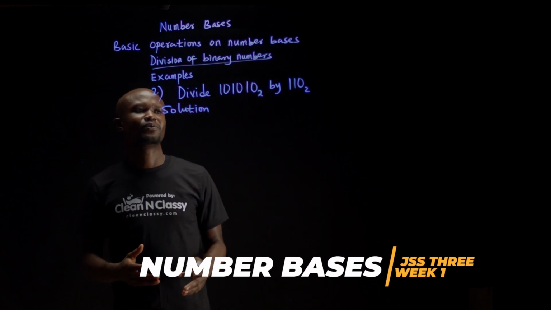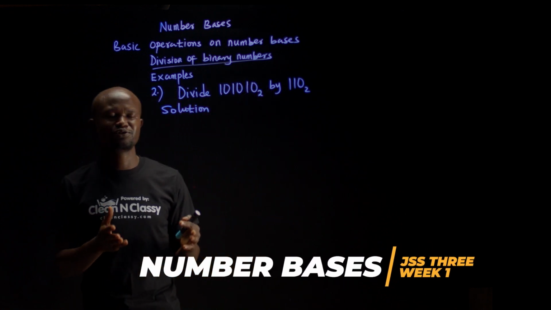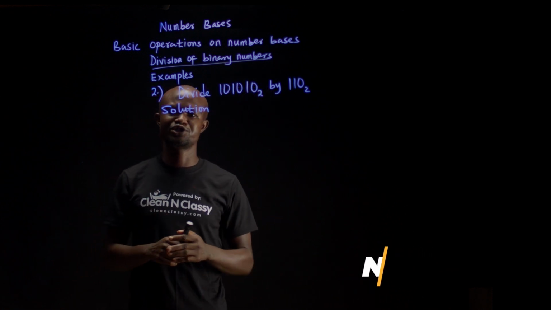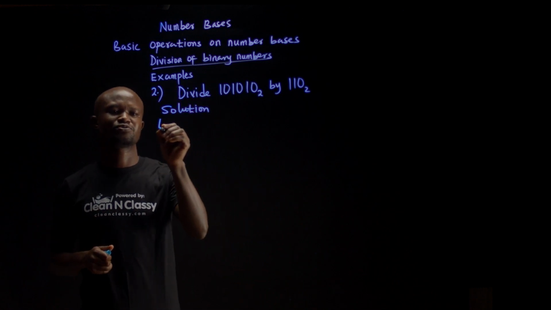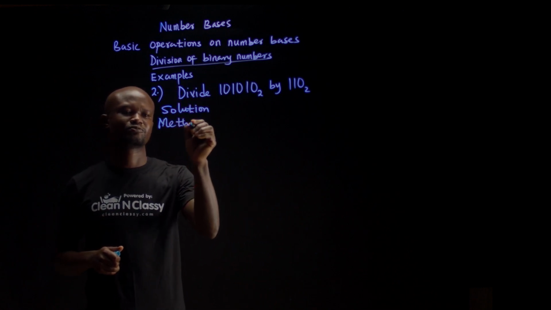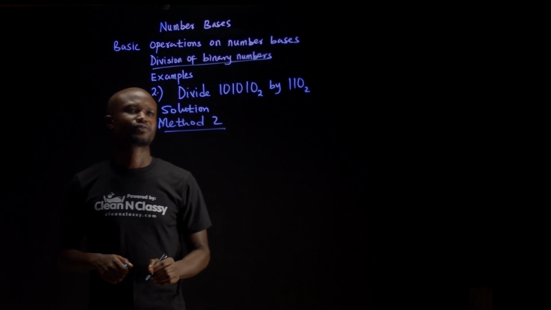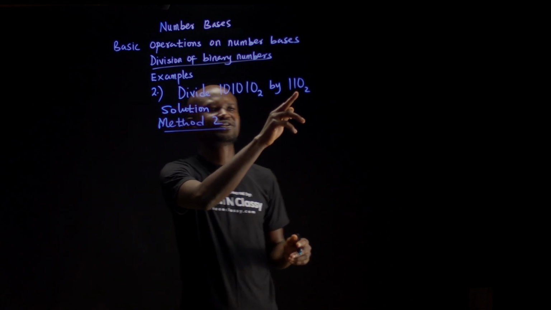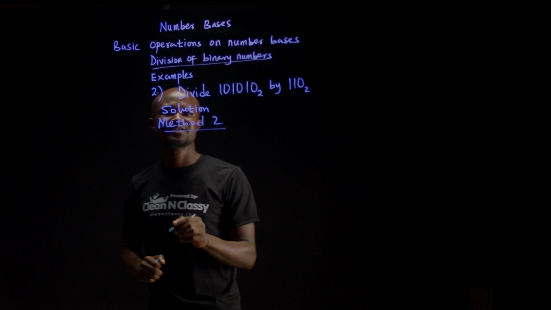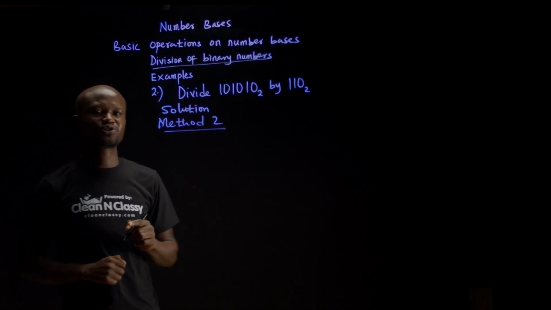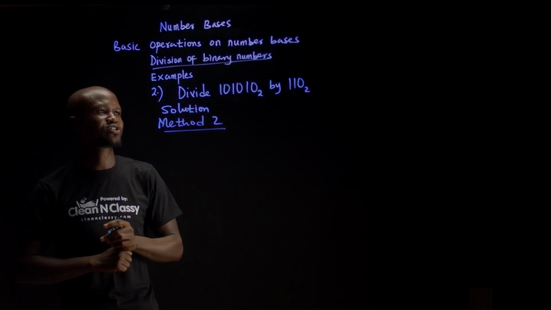Now, you can solve this problem using another method. Let me show you. Method 2. We have the divisor, and this is the dividend. We first need to convert the dividend to what? To base 10.